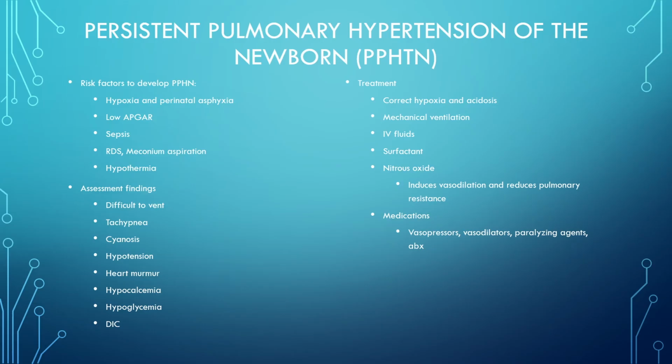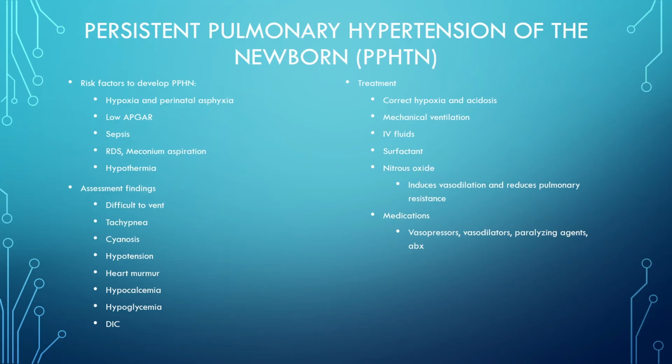So some risk factors to develop persistent pulmonary hypertension include hypoxia and asphyxia, a low APGAR score, if they're septic, meconium aspiration or RDS, and hypothermia. So what you're going to find with these infants is they're difficult to vent. They could have tachypnea, cyanosis, their blood pressure is going to be low. You might hear a heart murmur, hypocalcemia and hypoglycemia, and they can go into DIC.